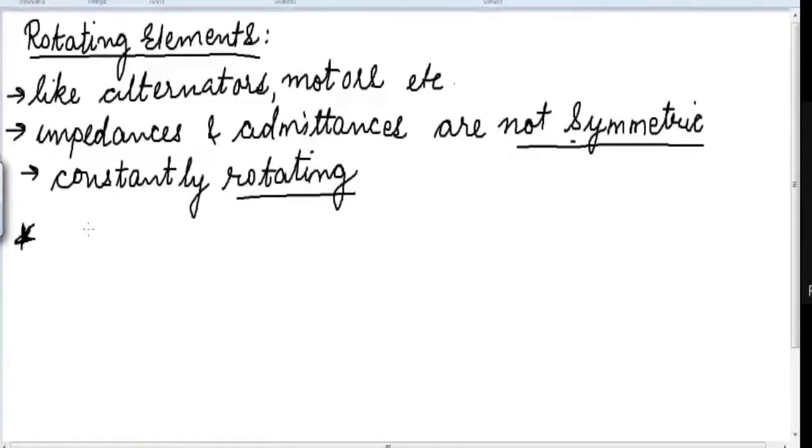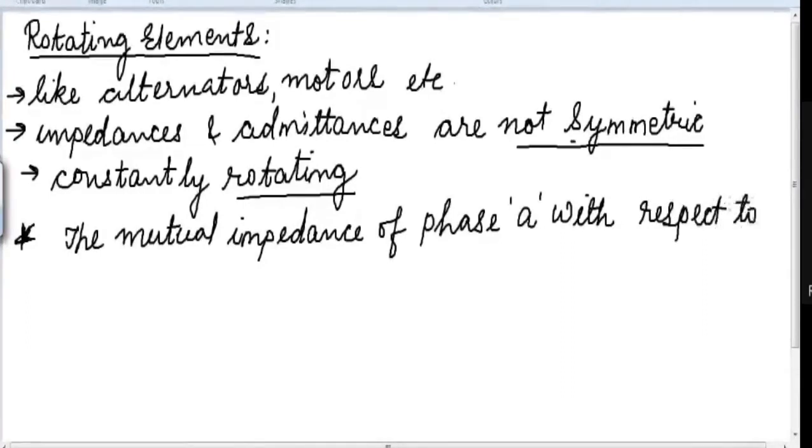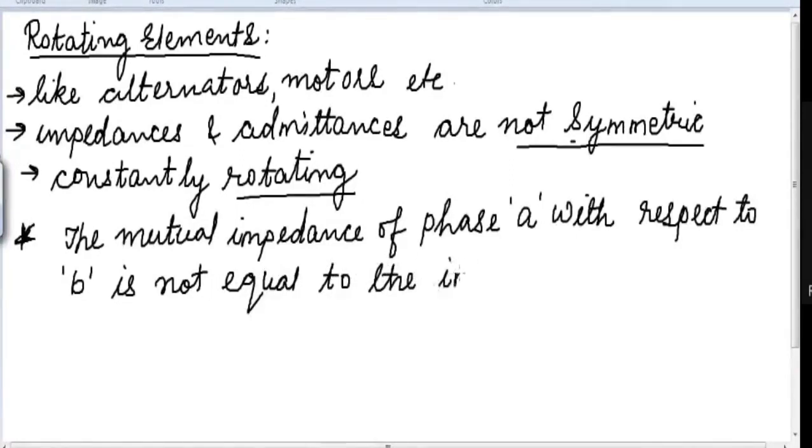What we can write for this is that, in other words, the mutual impedance of phase A with respect to B is not equal to the impedance of B with respect to A.